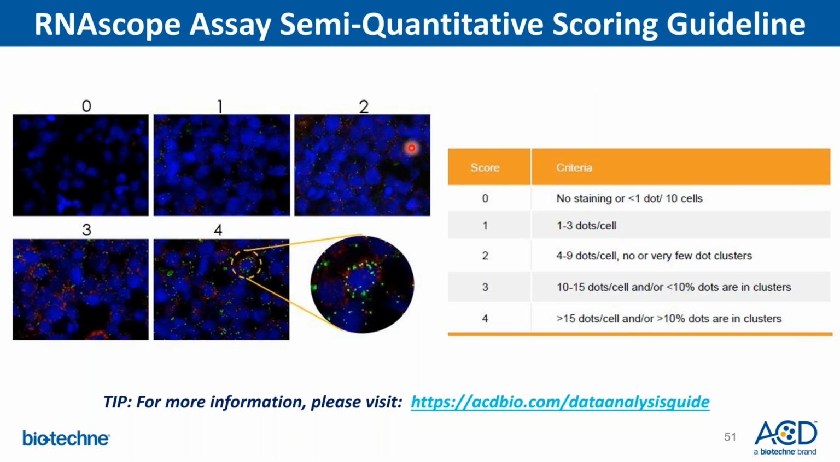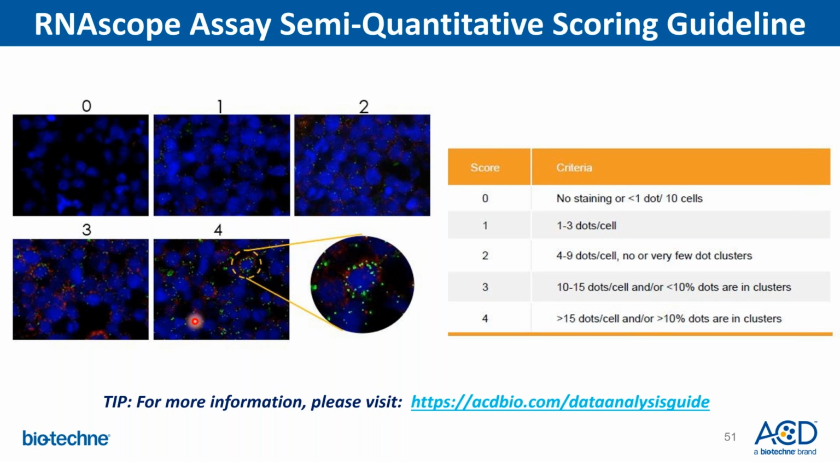And the scoring basically has 5 different bins where you have a score of 0 to 4. 0 means no staining or less than 1 dot per 10 cells, which increases to a score of 4, where you have more than 15 dots per cell and more than 10% of the dots are in clusters. And a pictorial representation of a score 0, 1, 2, 3, and 4 is shown in this case.